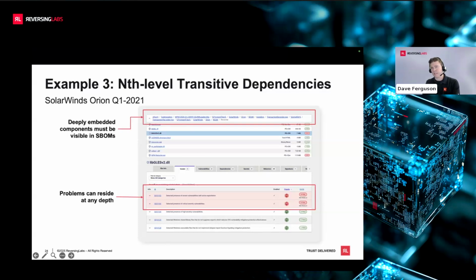We also can deconstruct container images. So we can do the same for container images, even VM disk images. Like, give us an OVA or a VMDK, we will do the same for that. I mean, a very large file.